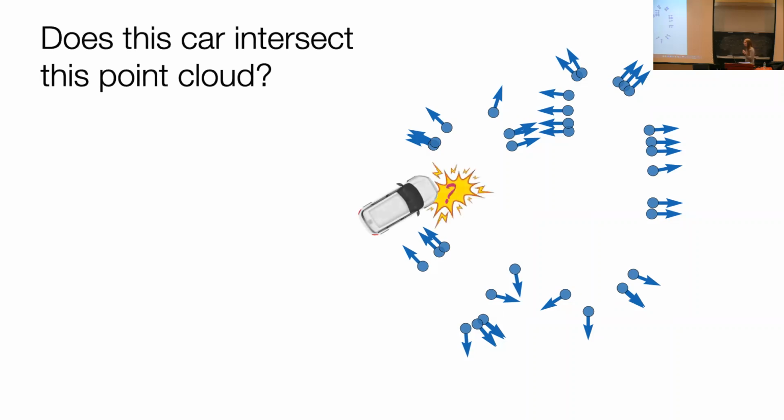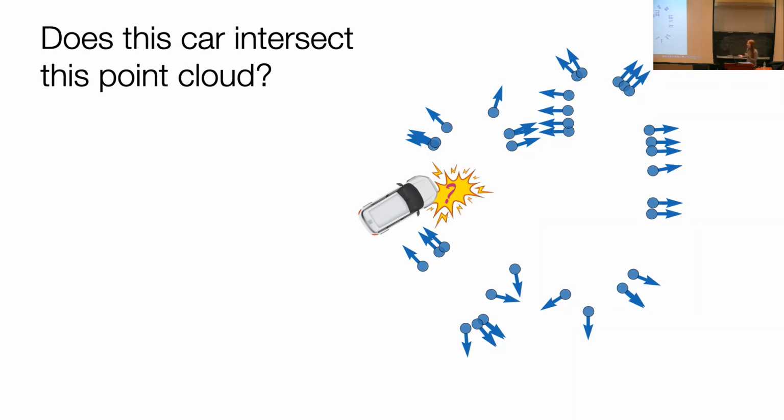Let's start with this point cloud. This is an oriented point cloud. So a bunch of points and normal vectors in space. And I'm going to ask you a question. This car here, does it intersect the surface described by this point cloud? Of course, it doesn't hit any of the points. So maybe you say no.